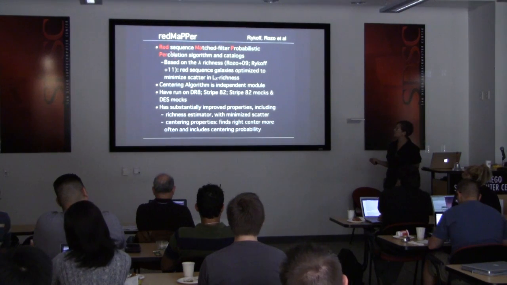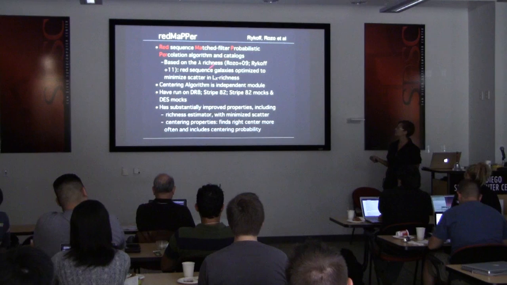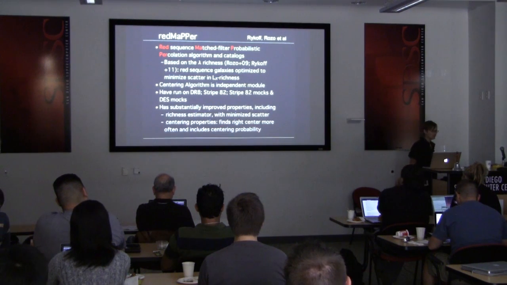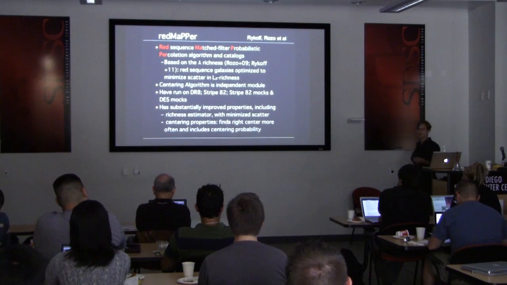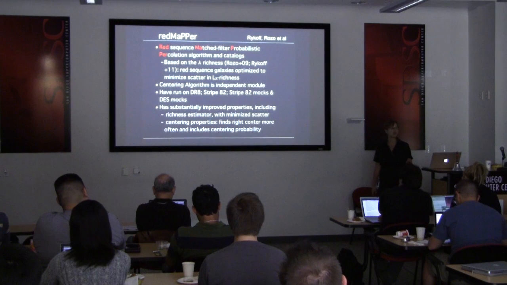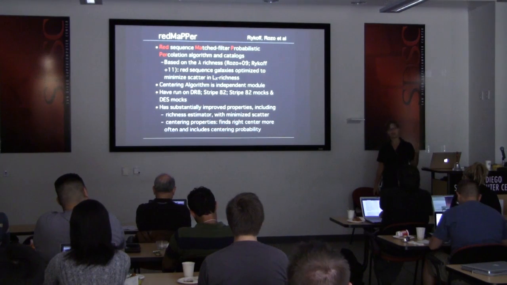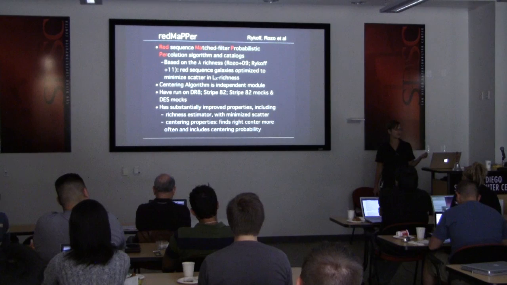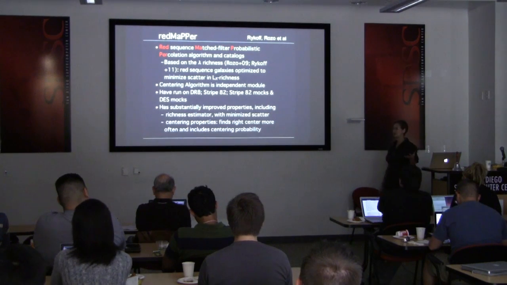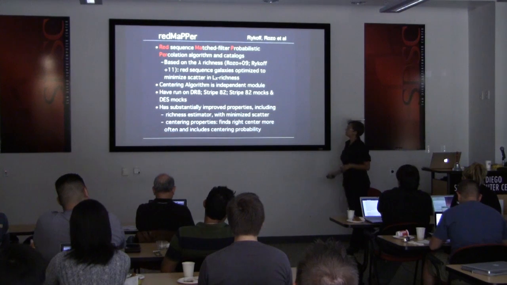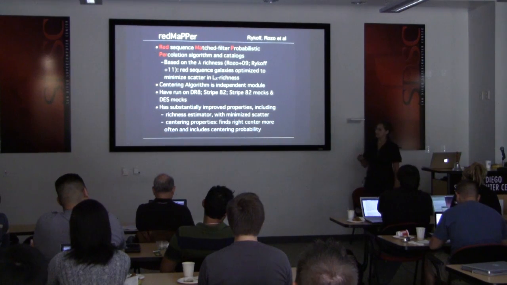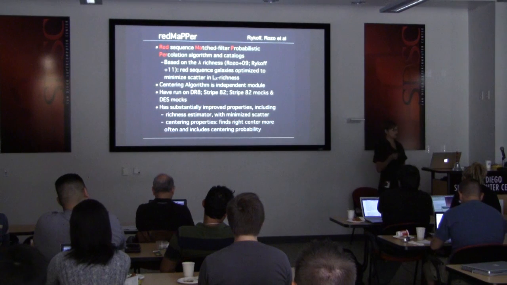And this RedMapper stands for Red Sequence Matched Filter Probabilistic Percolation Algorithm. It's very similar to the kinds of cluster finders that people have been using for a long time. The basic idea is that most galaxies in clusters are red, and so what you want to do is look for that red sequence and use it as a mass estimator. You then have to still figure out how it's normalized.